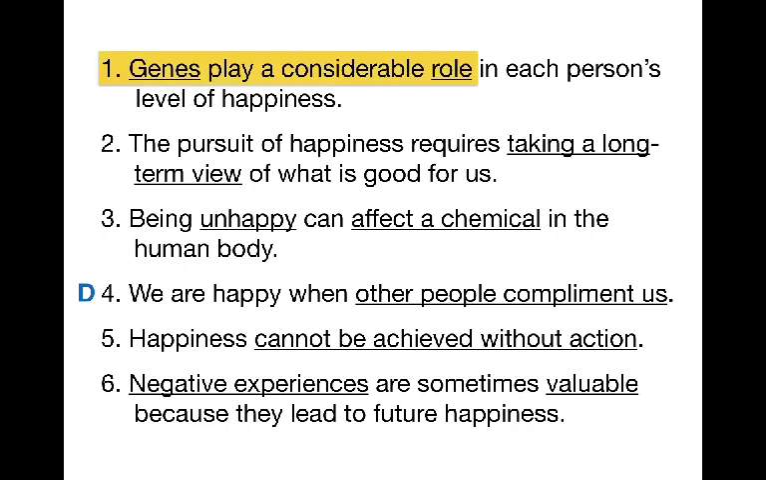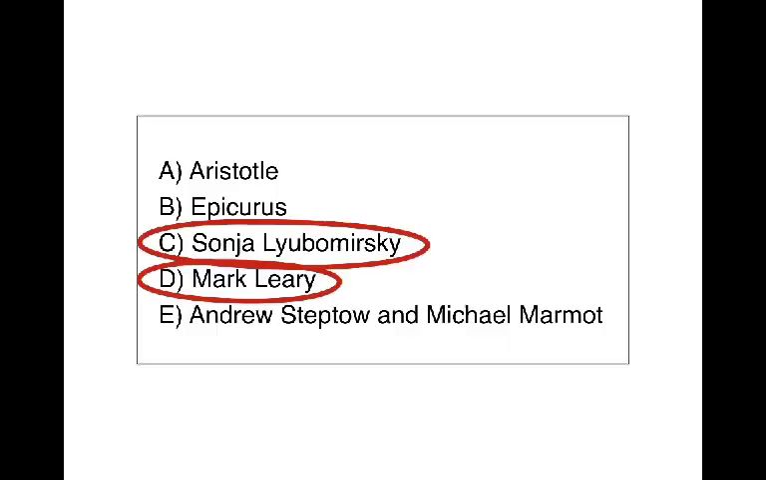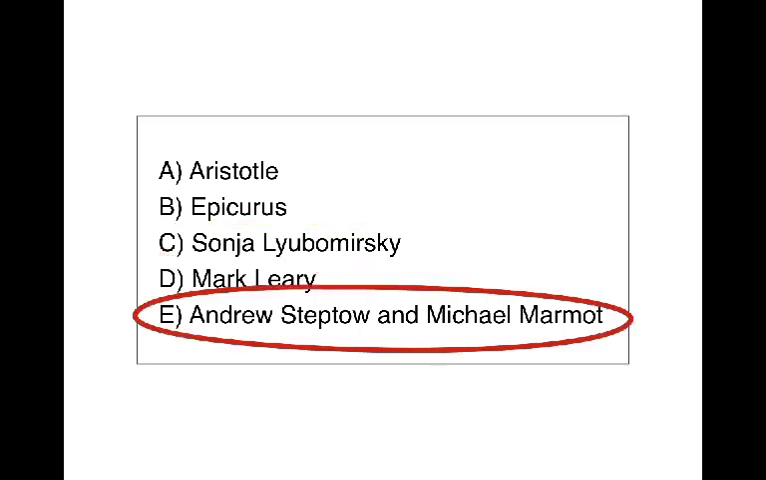Let's just quickly check the others. The long-term view in number 2, that was not mentioned. There was nothing about a chemical. There was nothing about cannot be achieved without action, and nothing about negative experiences being valuable. So number 1 looks like the only possible answer for this. We had genes play a considerable role, 50% genetically determined, so that is the answer. That's C. Sonja Lyubomirsky was C, so that was the answer. We've done those two now, and let's move on next to E, Andrew Steptoe and Michael Marmot.